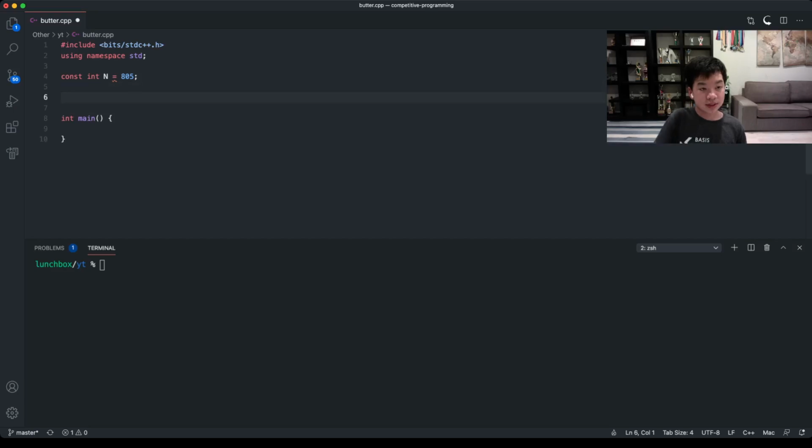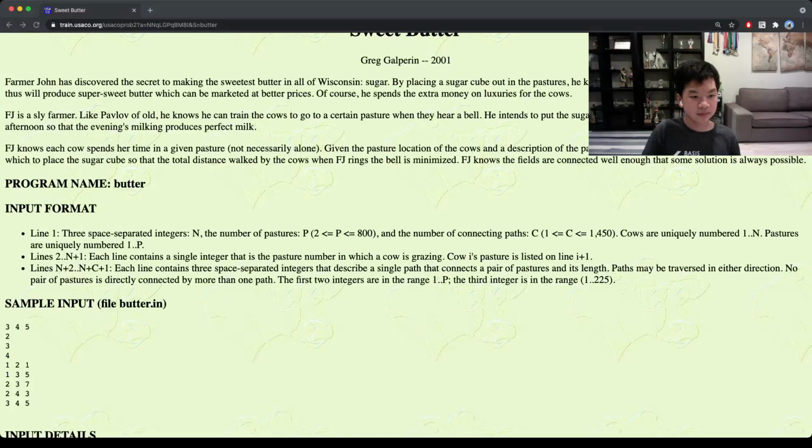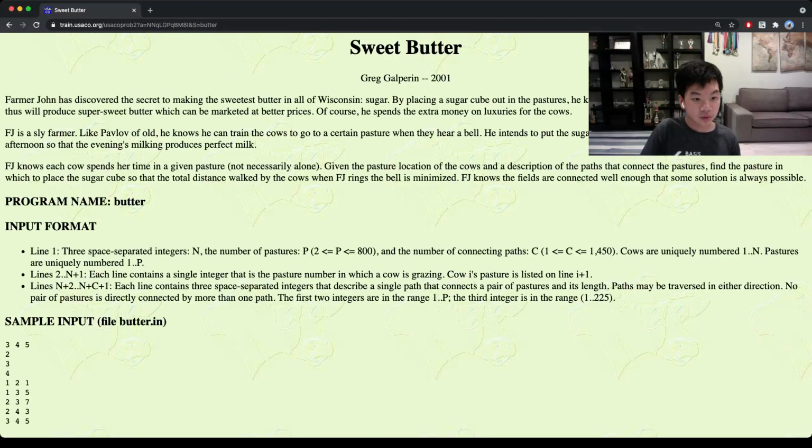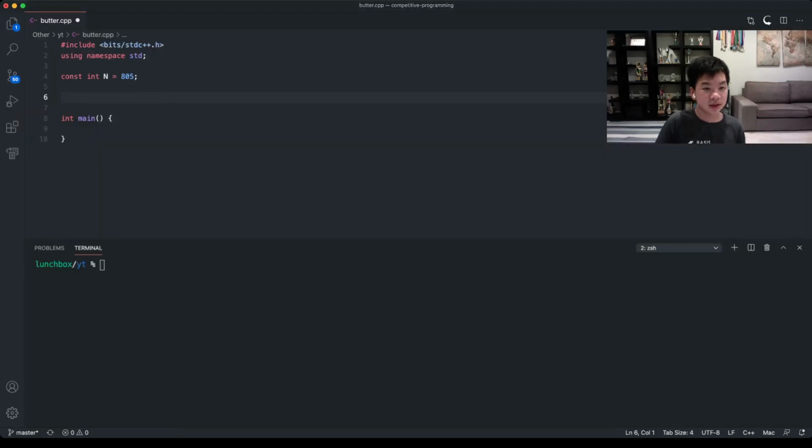So let's actually look back at the problem. So N, P, and C. N is the number of cows, P is the number of pastures, and C is the number of paths. So let's actually go over here. So we have N, P, C. Okay, so we're going to read. Let's actually just speed up our input. So N, P, and C.